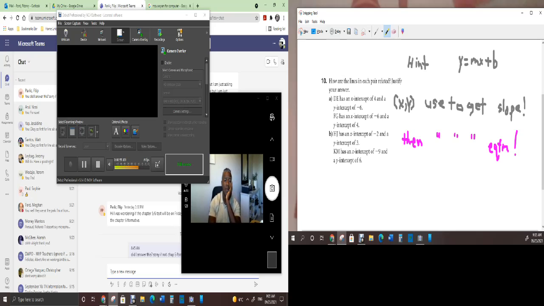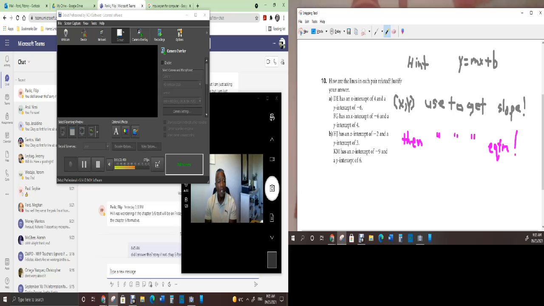So remember, this says how are the lines in each pair related? Justify your answer. Justify means use math language in order to tell me what the answer is. The math language that you use is from the section that we're dealing with. So don't give me some other terms from like grade 8. I want you to use the terms that we have here.